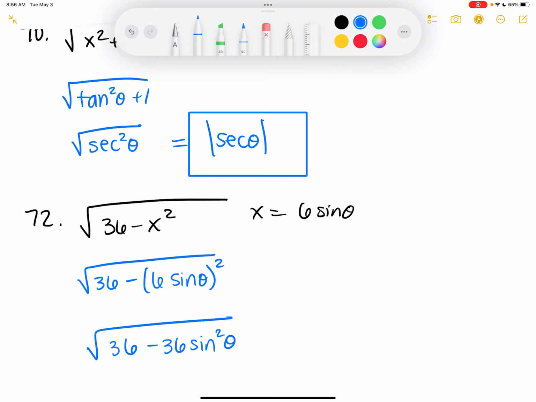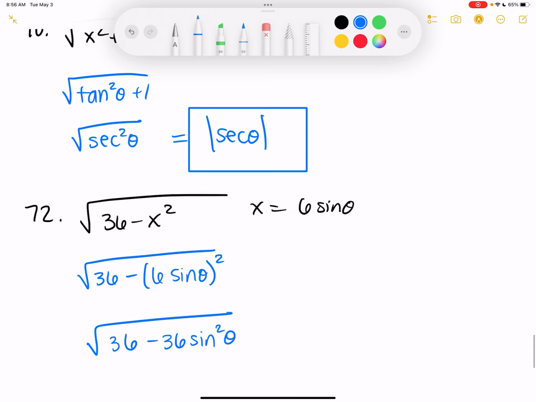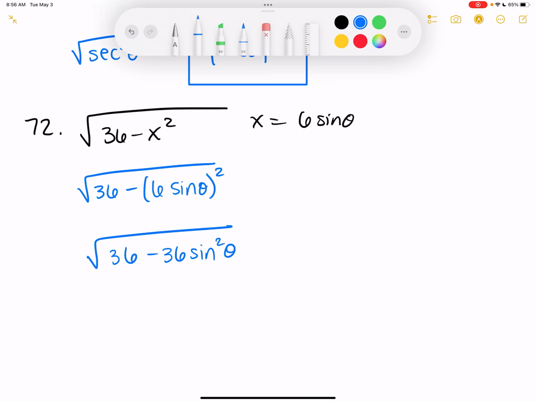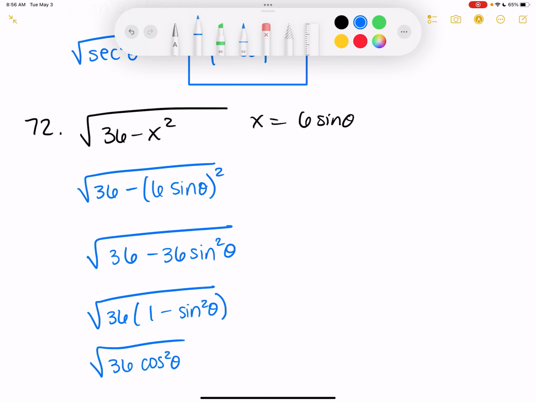Now what? Then it would equal 36 minus 36 sine squared of theta. Well, I can take a 36 out of both of these, right? Then it'd equal 36 times 1 minus the sine squared of theta. 1 minus sine squared of theta is what? Cosine squared. So 36 cosine squared of theta.